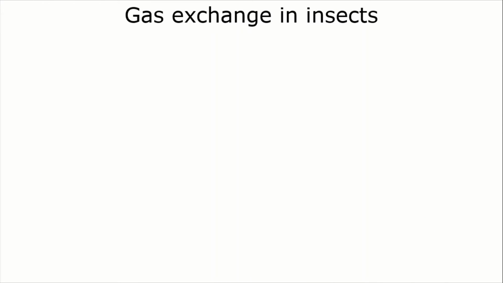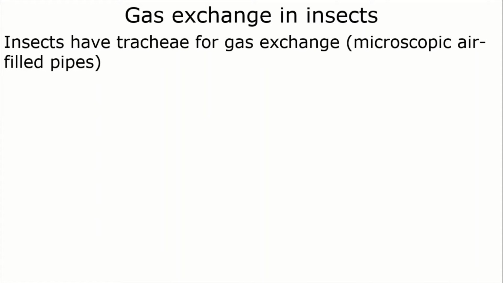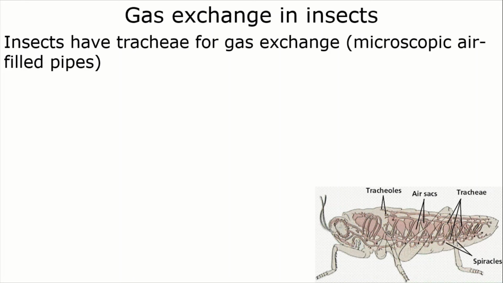So moving on to our second example, we're now going to talk about gas exchange in insects. Insects have something called trachea for their gas exchange, and these trachea are essentially little air-filled pipes. If you have a look at my insect diagram in the bottom right-hand corner of the screen, we can see that we've got various bits labelled: trachea, tracheoles and spiracles.